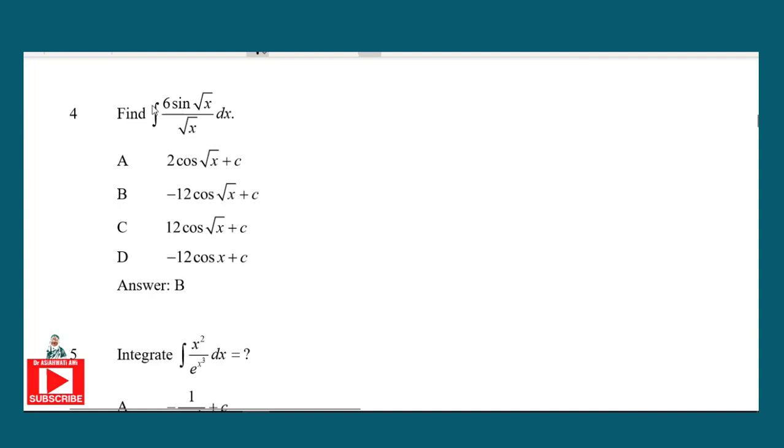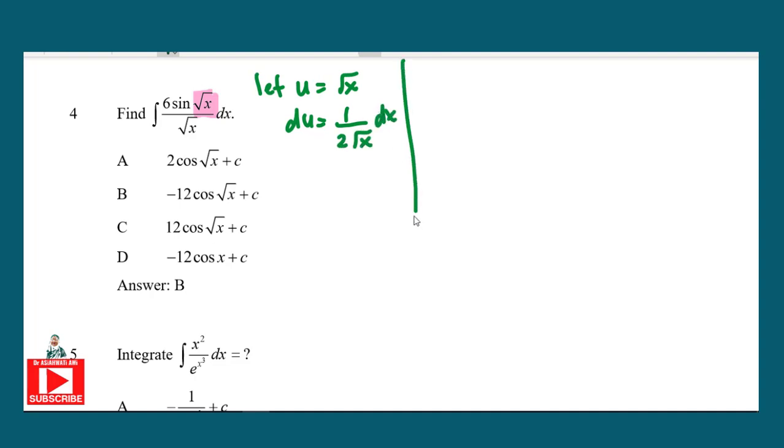Number 4. Integrate 6 sin of root x over root x with respect to x. Cannot integrate directly, and then use substitution. Check this root x. Let u equal root x. Differentiate u with respect to x, get 1 over 2 root x dx. Then substitute.